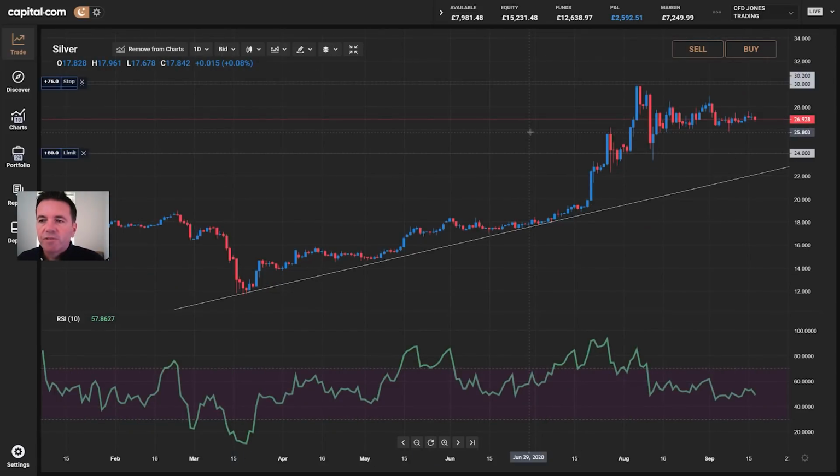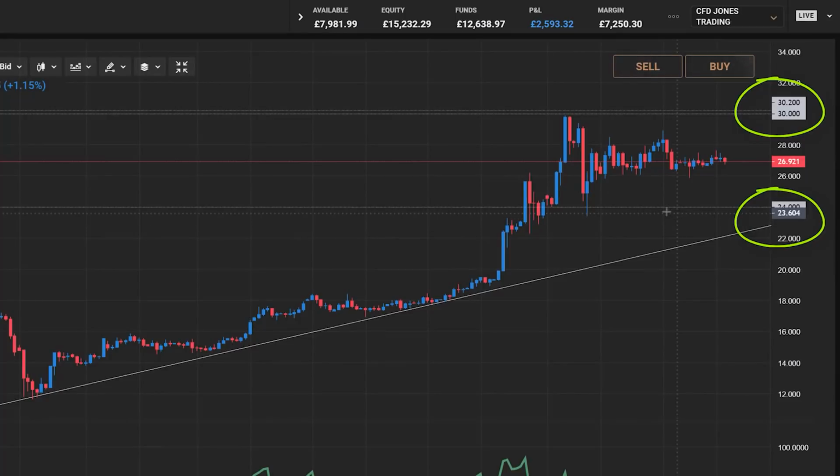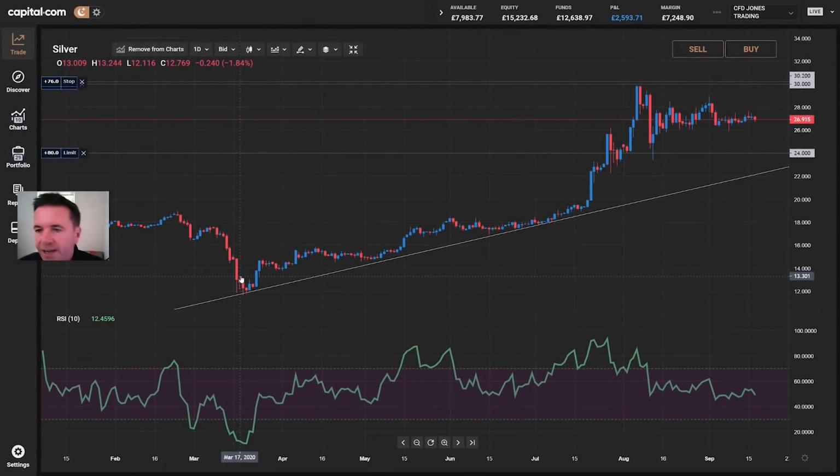It's a similar story, of course, with silver. We do have some orders in at the moment on silver to buy if it slips back to 24 or to buy into strength if it breaks above 30. Not much has changed since we last looked at silver earlier in the week. We have this trend from the March lows still chugging along.